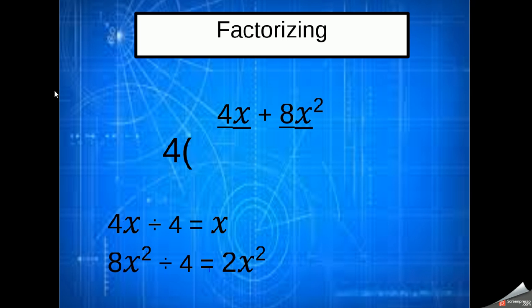So, first thing I've got to do is divide both of them by 4. So 4x divided by 4 is x, because the 4s cancel out. And 8x squared divided by 4 is 2x squared, because 8 divided by 4 gives us 2.